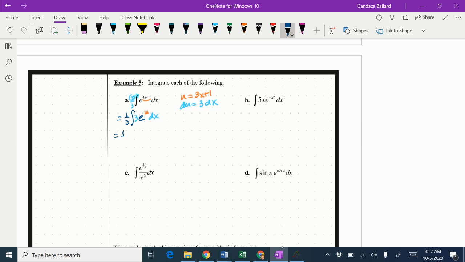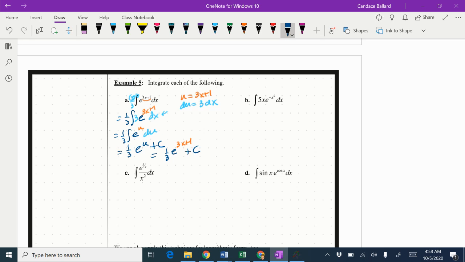So 1/3 the integral of e to the u, and then the 3 dx gets the du. This is a really poor line. I should really rewrite that. You cannot have different variables of integration. There we go. Okay, now it's proper. So we've got 1/3 e to the u plus c, and then I need to substitute in my u value again. So 1/3 e to the 3x plus 1 plus c.